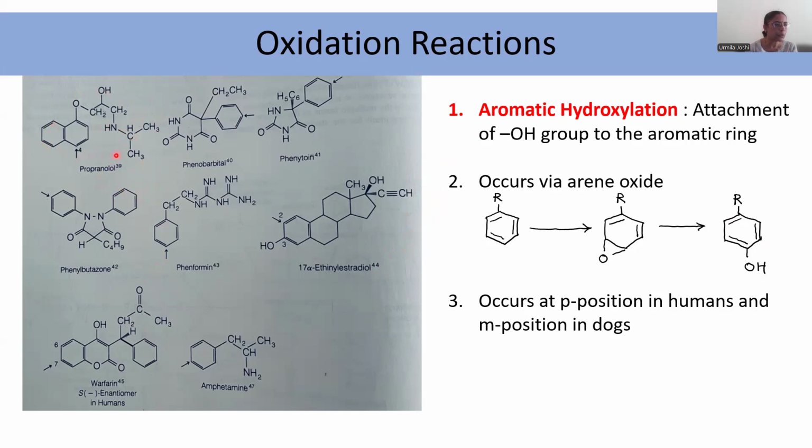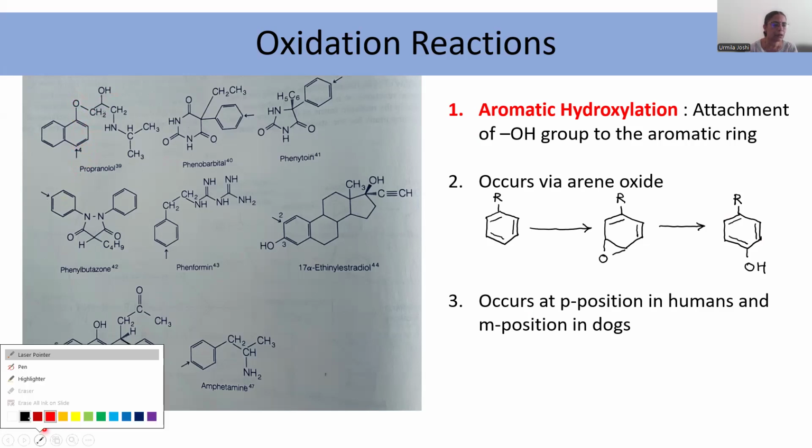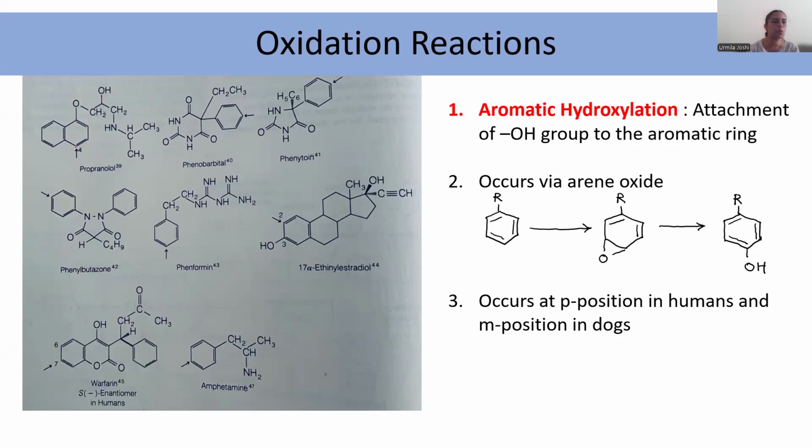Here, the first drug is propranolol: O, CH2, CHOH, CH2, and then isopropylamine. Aromatic hydroxylation, as I mentioned, occurs at the para position, and therefore, this is para to the propranolol side chain, and hydroxylation occurs at the para position. So an OH group is introduced here. This is one metabolite of propranolol.